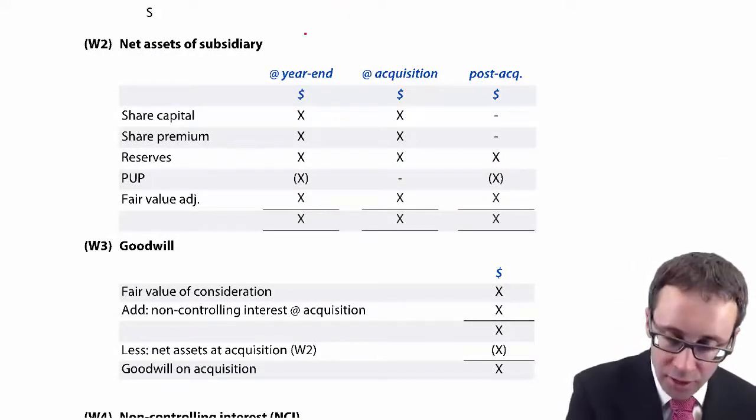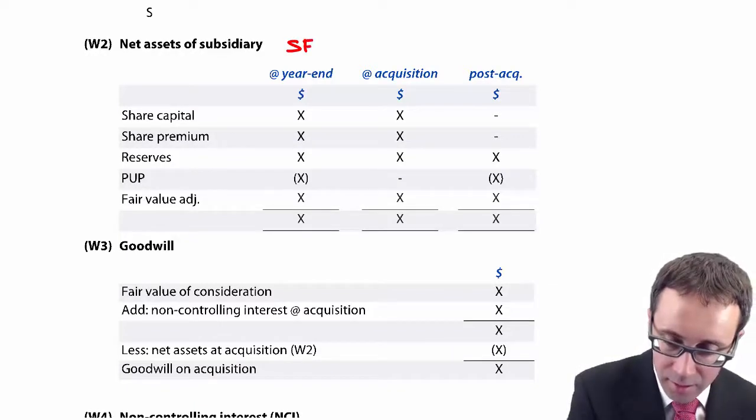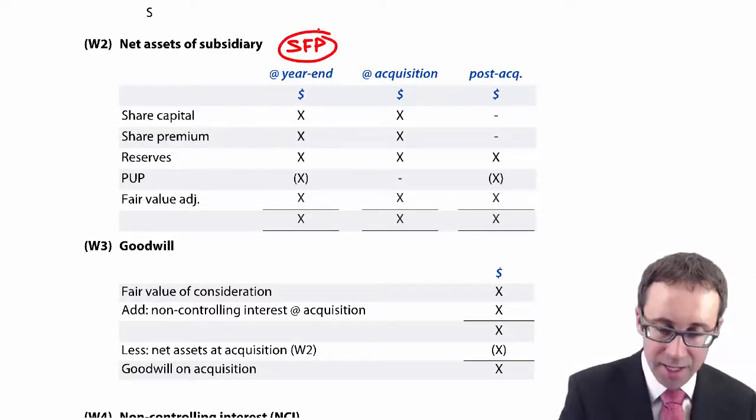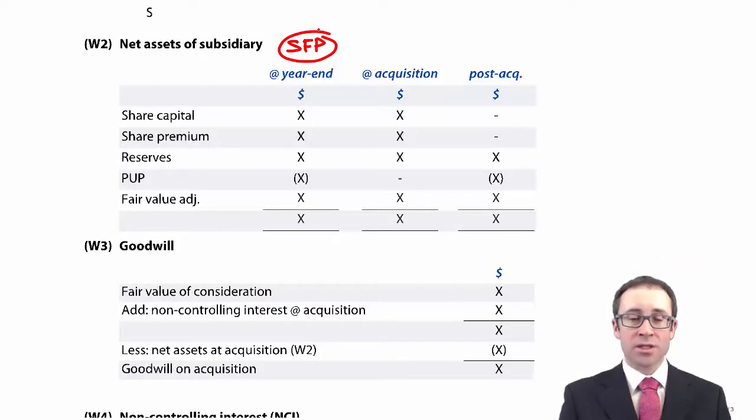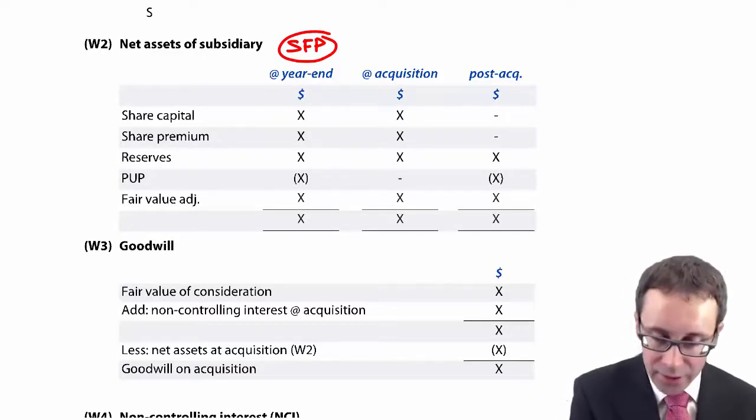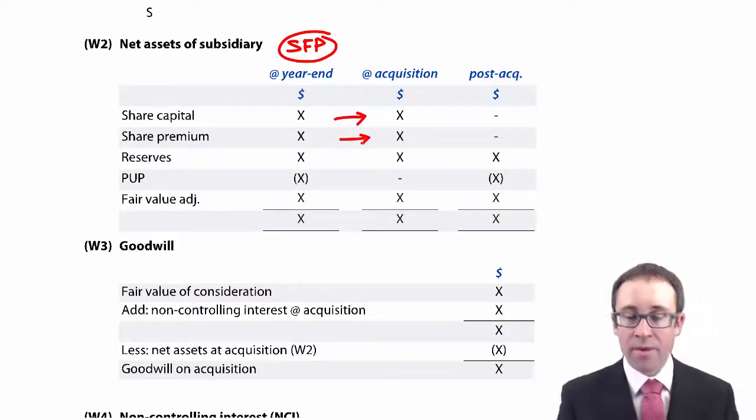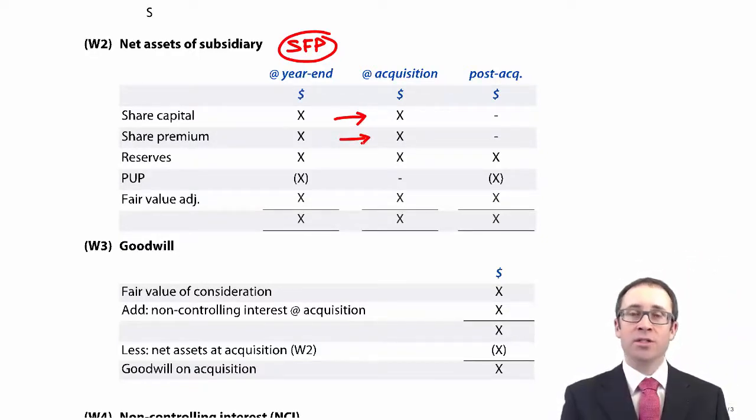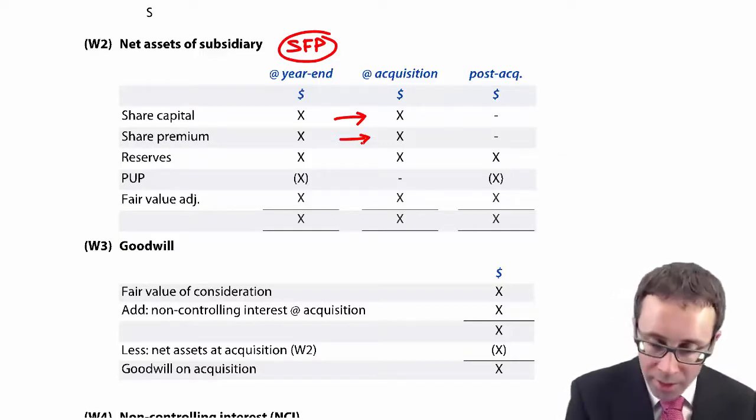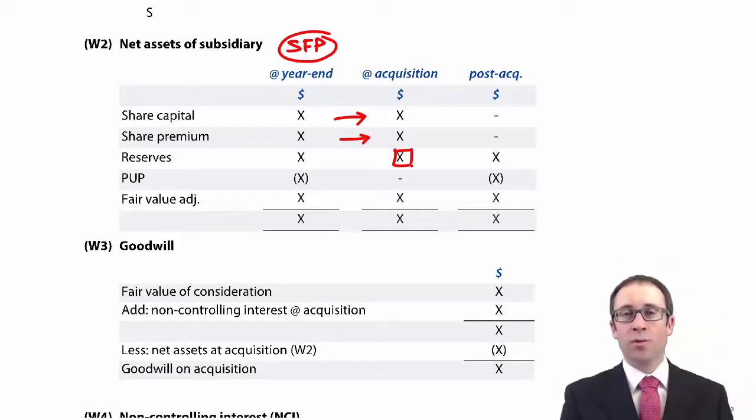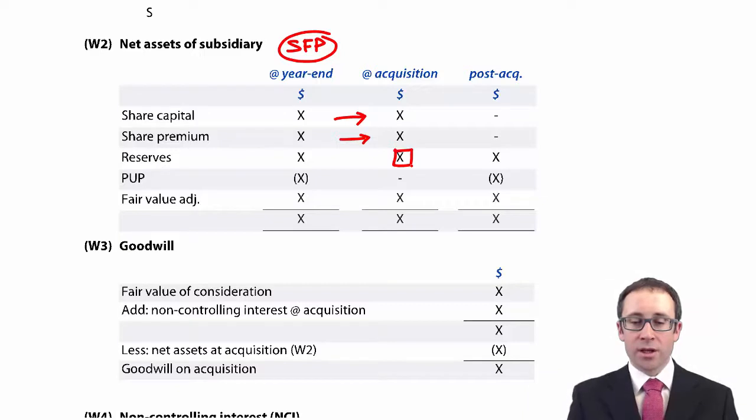So you take the figures, don't we, from the year end. That comes from S's statement of financial position, doesn't it? The share capital and the share premium, whatever they are at year end, remember they will be the same as at acquisition. That figure never changes. You normally need to find the retained earnings at acquisition, which is normally given to you in some additional information within the question. And then you've got some adjustments.